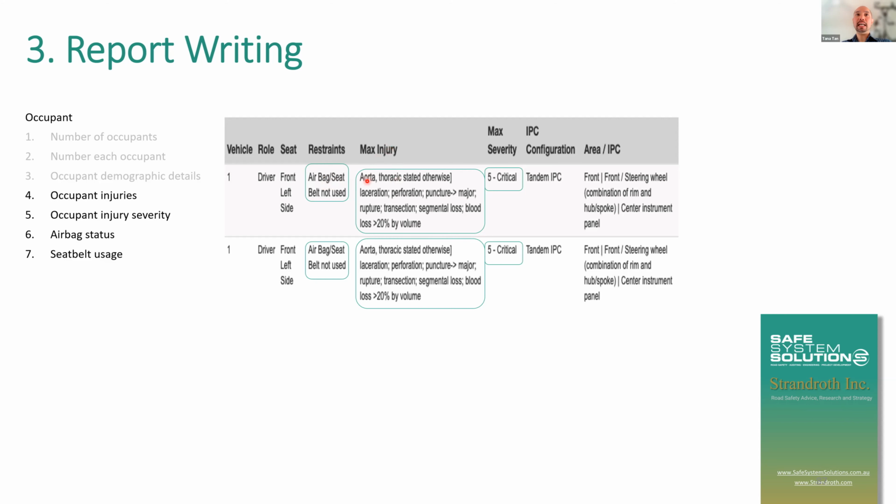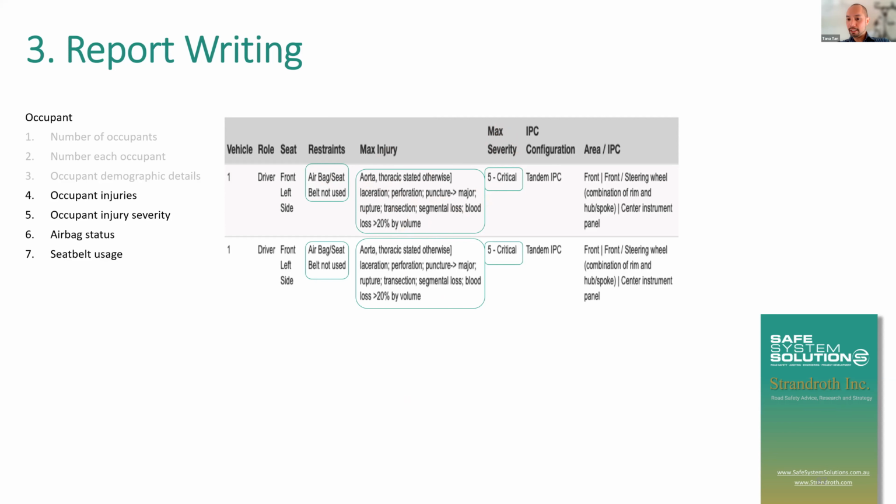Over here is the injury that this person has sustained. So the aorta. Actually, let me not review through this. It'll take a while. So basically, sustained a lot of internal chest injuries and suffered quite a lot of blood loss as well. So this is what we mean by occupant injuries. And then here is where we put down the AIS level. So here it's AIS 5, which means critical. So that gives you a rough idea of what I'd be looking for in a good detailed report.